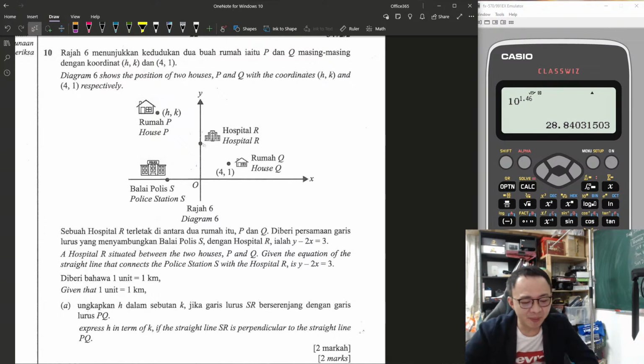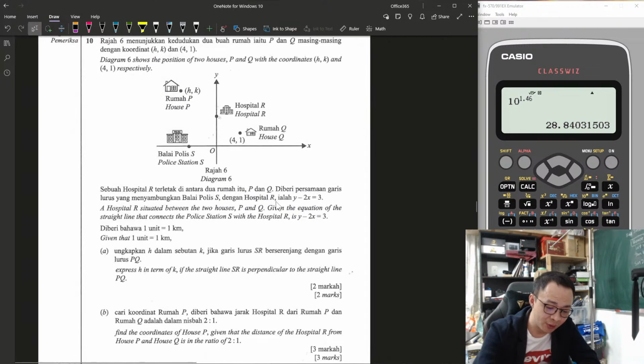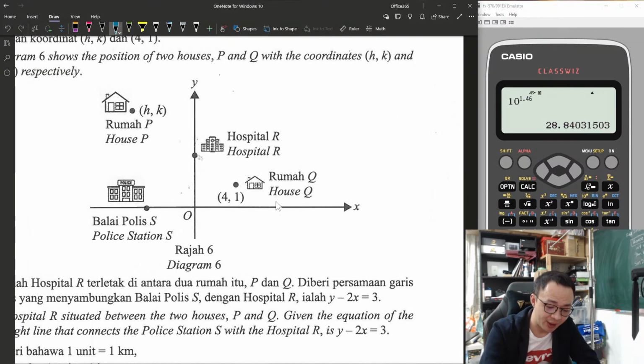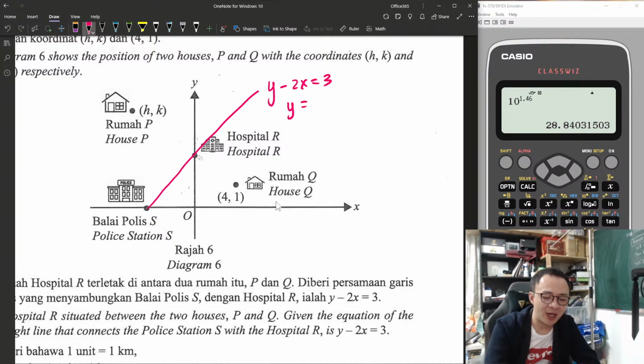Alright, so diagram 6 shows the position of two houses P and Q, which have coordinates (h, k) and (4, 1). A hospital R is situated between the two houses P and Q. And the equation of the straight line connecting the police station S and R is that equation. So we have an equation connecting the police station and the hospital. Okay, so this one is y minus 2x equals 3. So I just say this is y equals 2x plus 3. This is the y-intercept, right? So therefore, I know the coordinate for R straight away. This will be 3, so it's (0, 3).